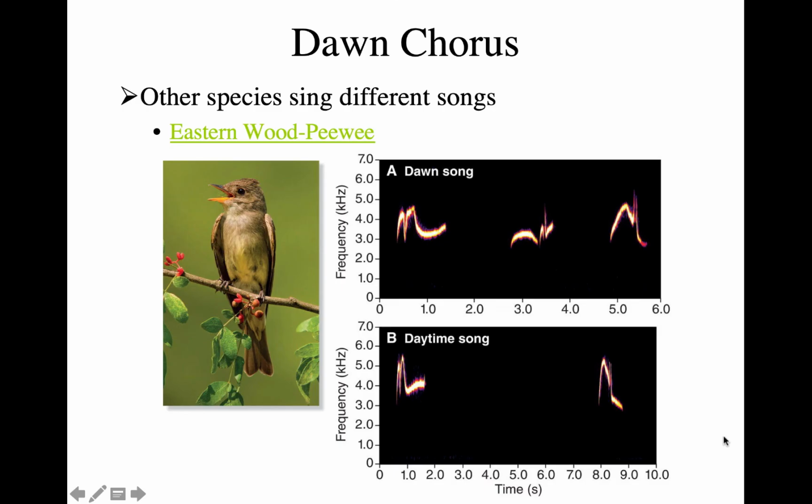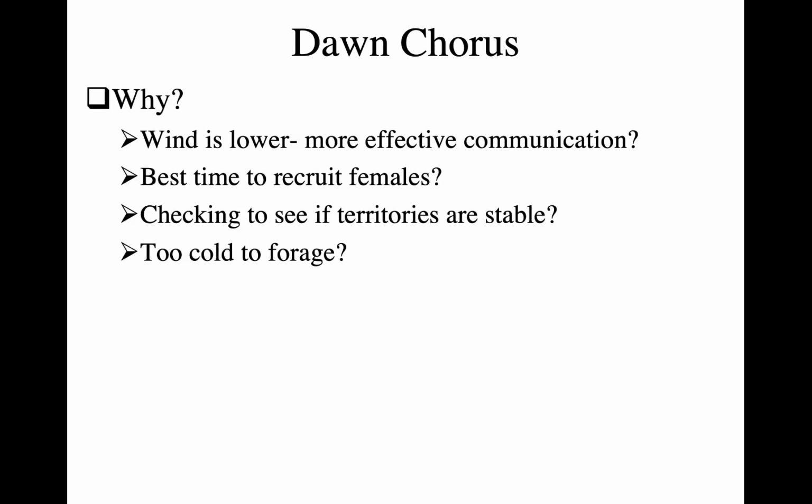So it's almost like birds during the dawn chorus are more excited and they're putting more energy into their vocalizations in many cases. So again, why do this? Why does the dawn chorus exist? Well, there are a couple of hypotheses. One, the idea is that it's just a more efficient time to communicate because wind tends to be lower in the morning. So it's a more efficient way of attracting mates and defending territories.